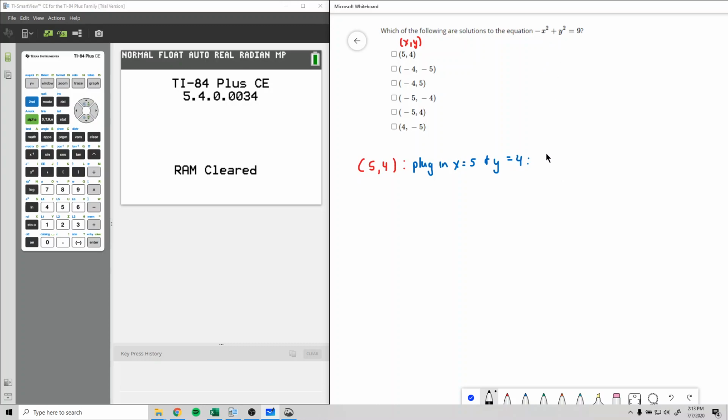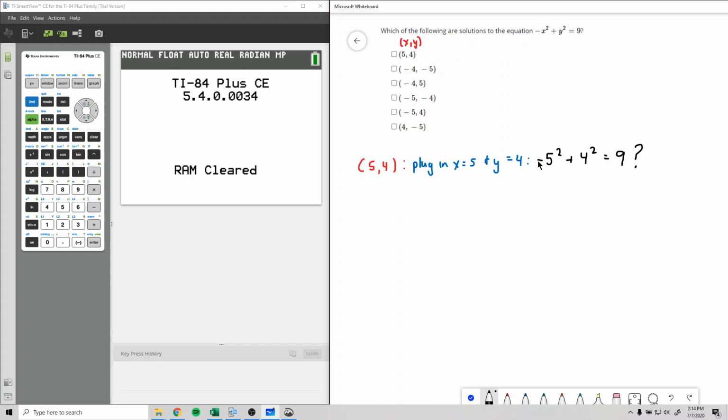If we plug in 5 here, this negative sign out front is just out front, so it looks like that: negative 5 squared plus 4 squared, y is 4, equals 9. And what we're asking is, does this work? Is this actually equal to 9? Well, you can certainly do this by hand. You can use the calculator.